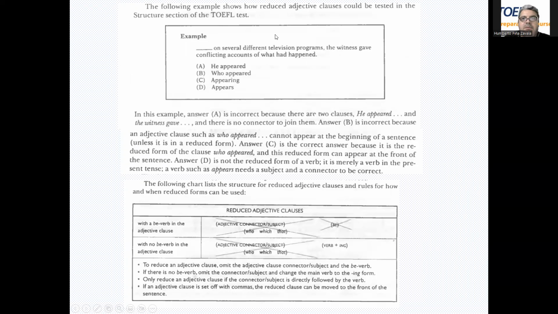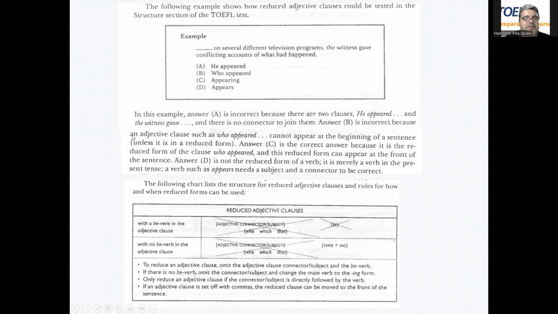Here we have an example of how this may be tested on the TOEFL test. The example reads, "Blank, on several different television programs, the witness gave conflicting results of what had happened." In this example, answer A is incorrect because there are two clauses, he appeared and the witness gave. There is no connector to join.